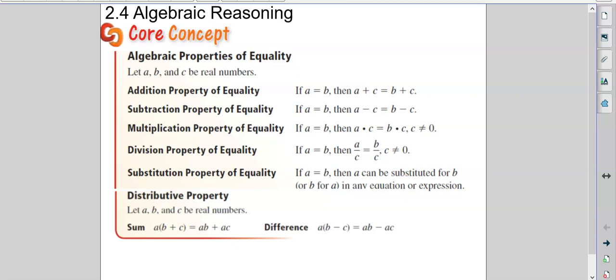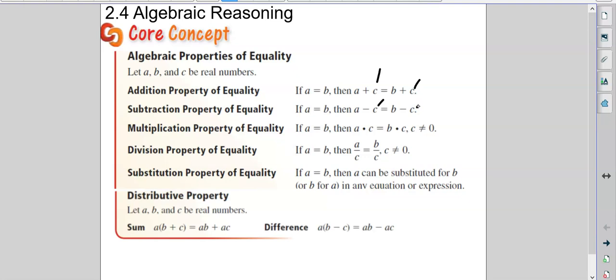So addition property basically says if you have two things that are equal to each other and you add something to one, then you add something to the other. That's just basic algebra. Whatever you do to one side, you must do to the other. And that goes for addition and subtraction. So if you subtract something from one side, you subtract it from the other side. You've been doing that for years.